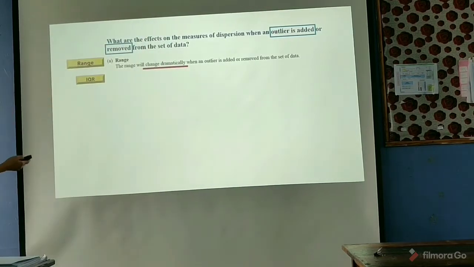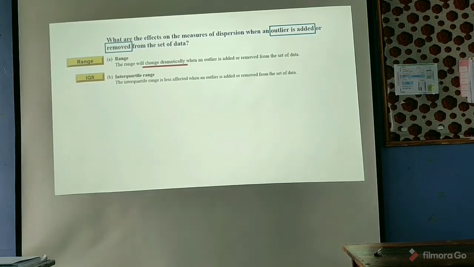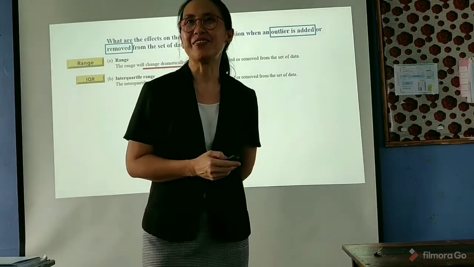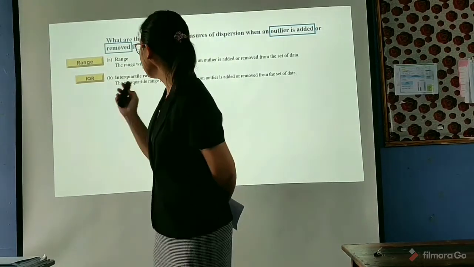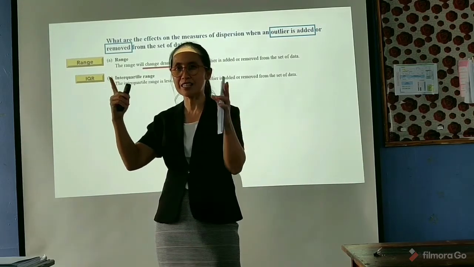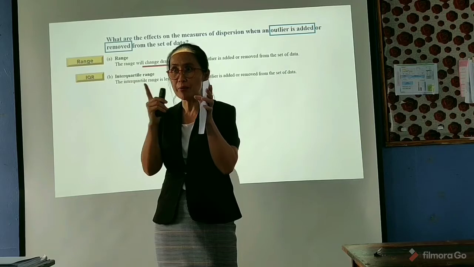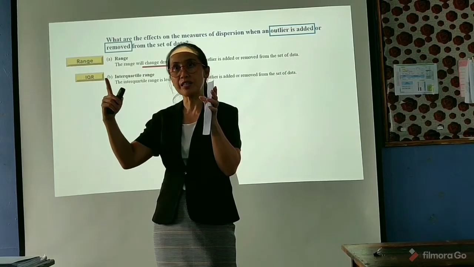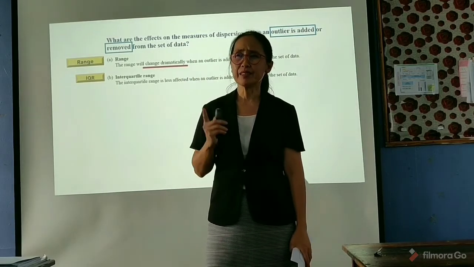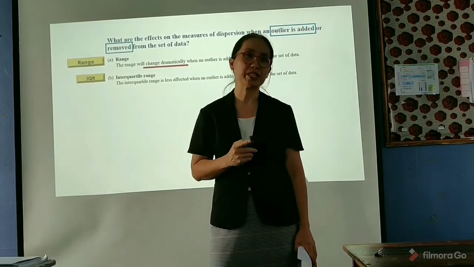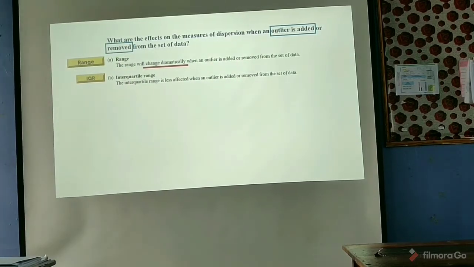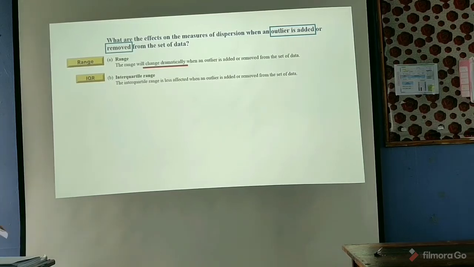Okay. The interquartile range is less affected. It will change but less affected, even though the outlier is at the end, because if your data is very small, very few, it will be included in your third quartile or first quartile. So it will be less affected. You get it? Less affected, yes?